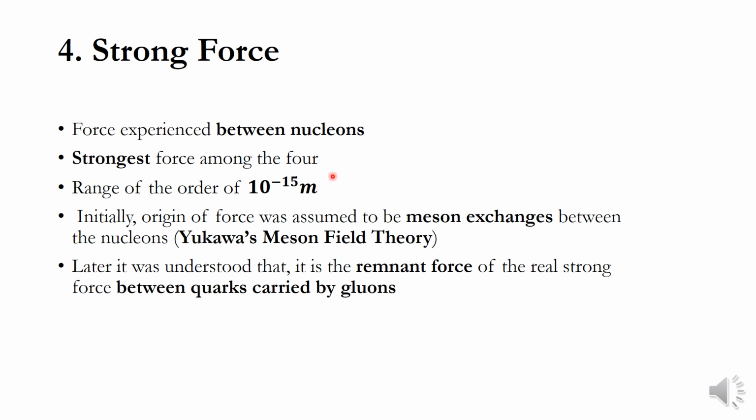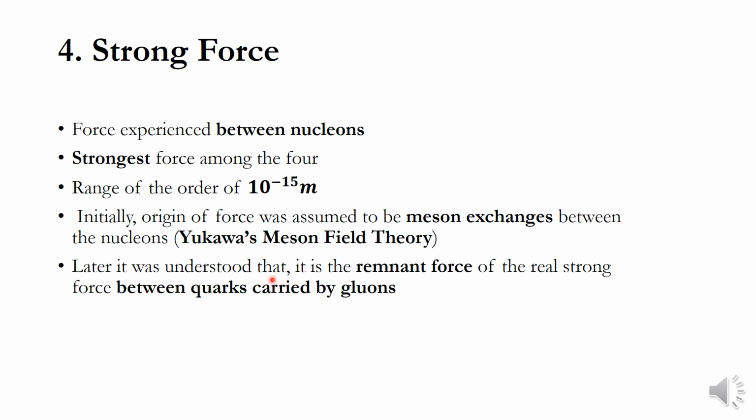Here again, the carriers are assumed to be the mesons having a mass of 100 MeV. That is why this has a short range of the order of nuclear distances. Initially, the origin of this force was assumed to be due to the meson exchanges between the nucleons, known as Yukawa's meson field theory. We will discuss this Yukawa's meson field theory in detail later.